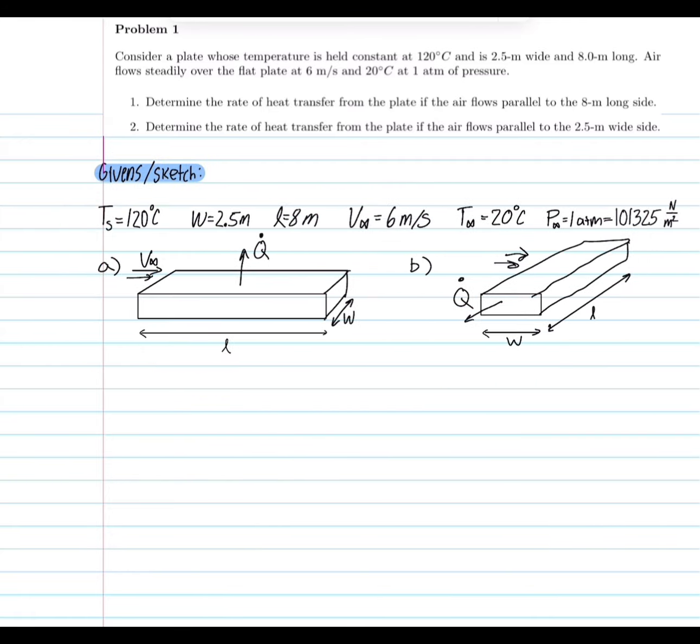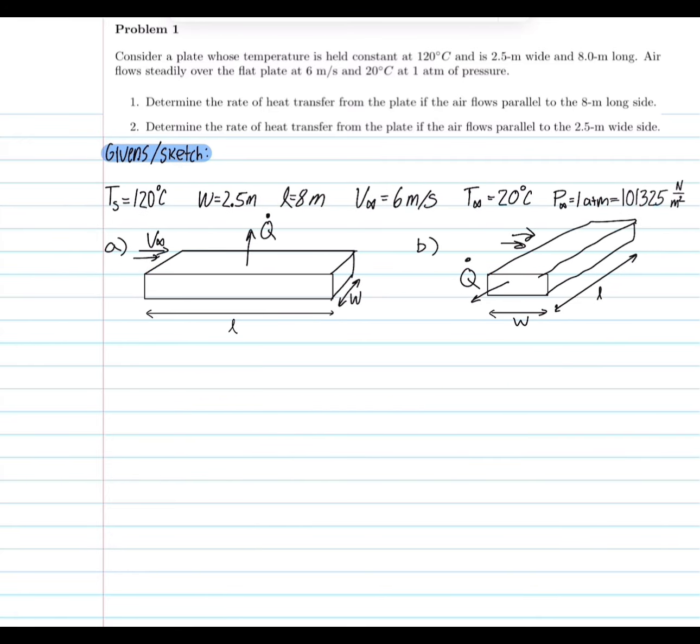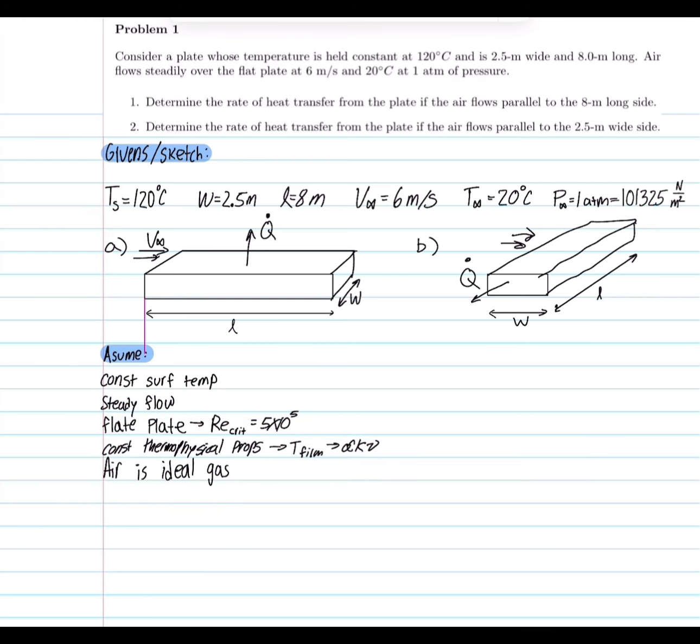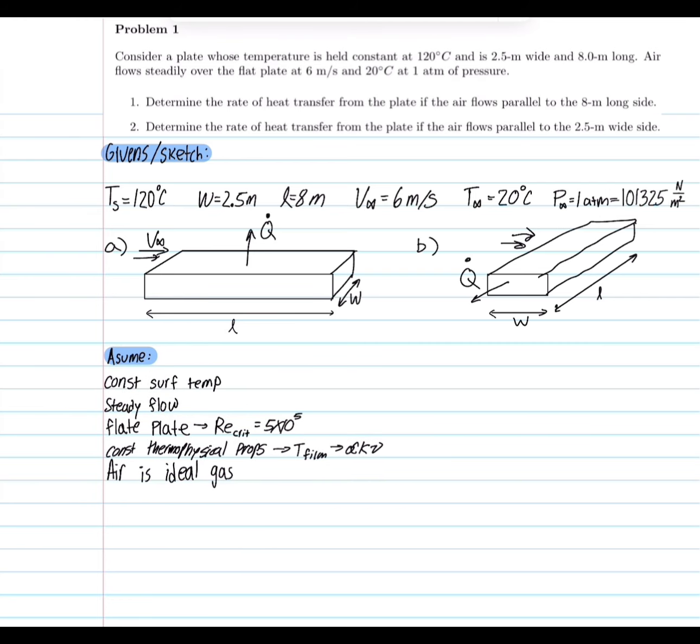So we're considering a plate whose temperature is held constant at 120 degrees Celsius, and we're given the dimensions and air flows steadily over the flat plate, and we want to find the rate of heat transfer from the plate if the flow is parallel, like in drawing A, to the 8 meter long side, and if it's parallel to the 2.5 meter long side.